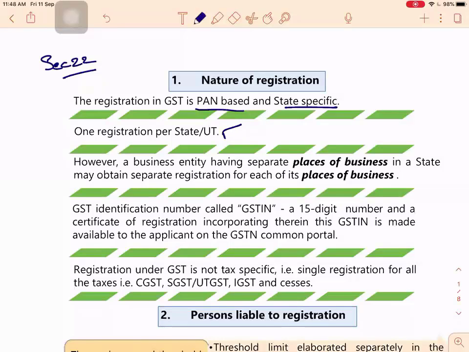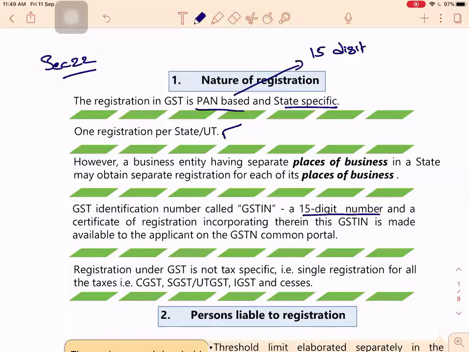So as per section 22, what we can say is registration in GST is PAN based and state specific. PAN based means GST registration will definitely have PAN as its basic element. So whatever registration we get with respect to GST is based on PAN only. It is a 15 digit number. Already we discussed this particular thing.